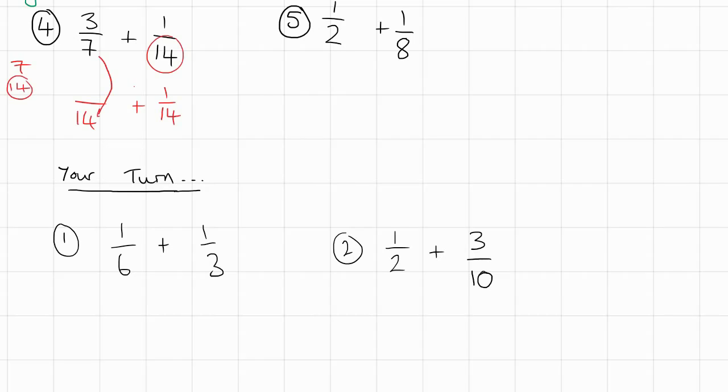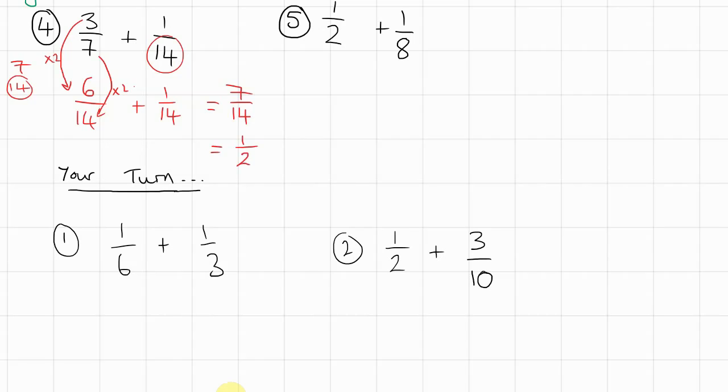To get from 7 to 14, I've timesed by 2. So I'm going to times 3 by 2 as well, always times the top and bottom by the same thing. And that would be 6. So when I add these together, that is 7 over 14. Can you simplify it? Well, hopefully if you simplified it properly, you would have got a half. We can divide both of them numbers by 7.